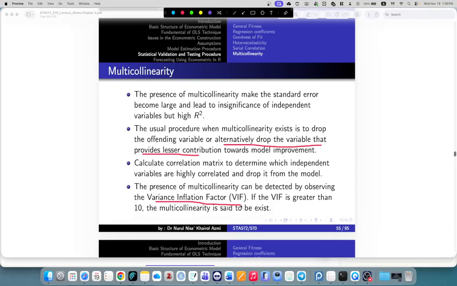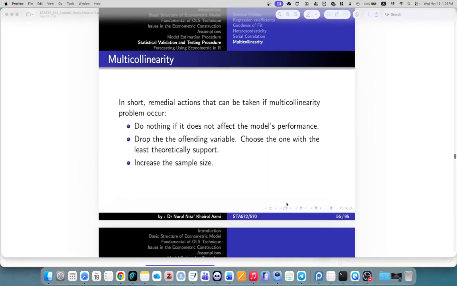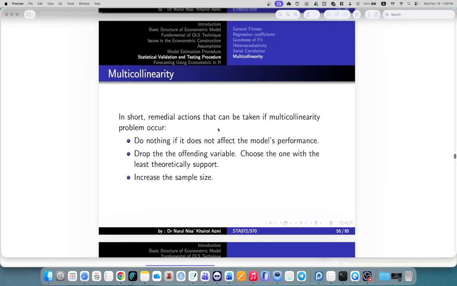We can use the variance inflation factor measurement, and if any variable has a VIF greater than 10, we can conclude that the variable might contribute to multicollinearity problems. So you can consider removing it. Again, these are the remediations if a multicollinearity problem occurs. You can do nothing if it does not affect the model's performance, or you can drop the offending variables and choose the one with the least theoretical support.